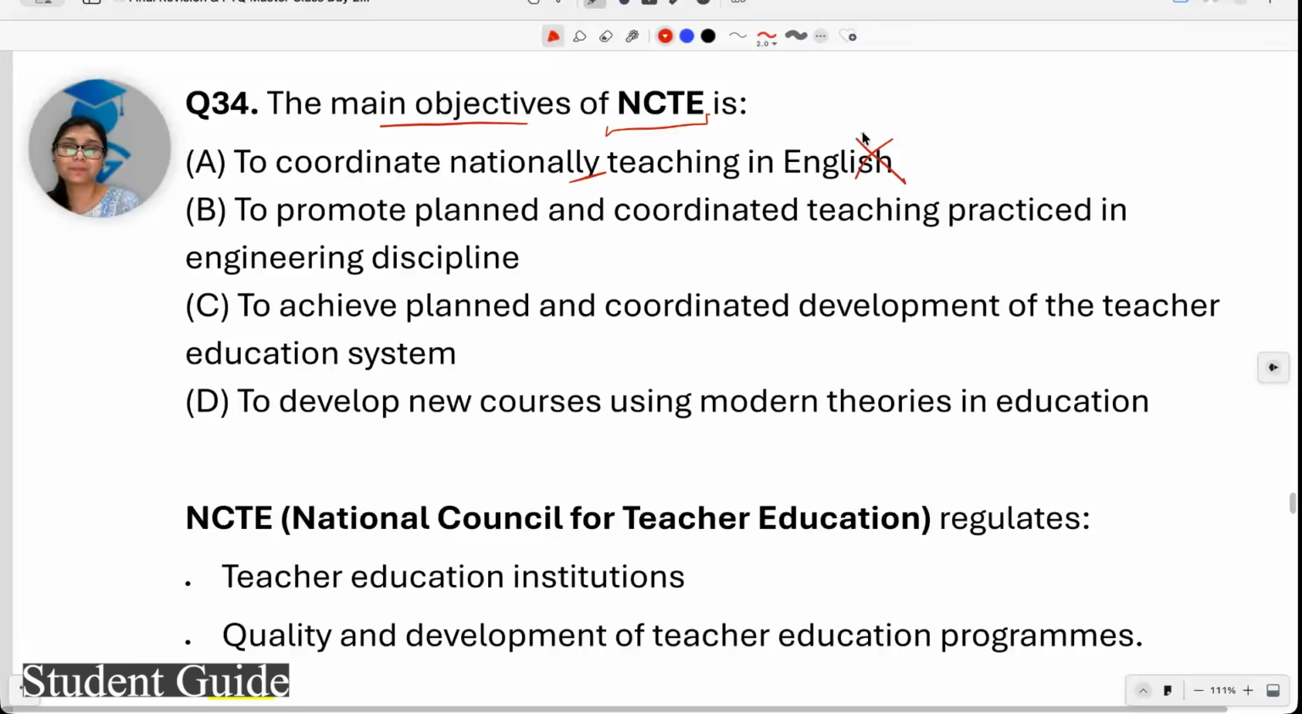No. See, you can definitely eliminate options because you need to go for the most promising option. Okay, this is not a promising one. This is like segmenting it. So this is not a correct one. Option B is saying to promote planned and coordinated teaching practices in engineering discipline. Again, it is segmented. No, not a correct one.